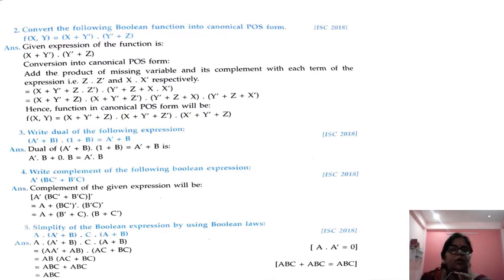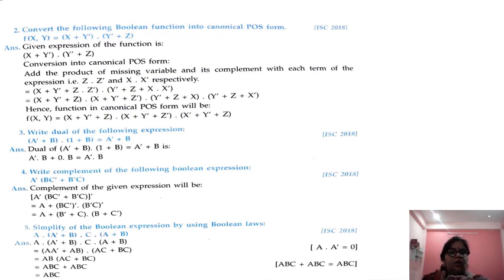Now write the dual of the following. What is the dual? Dual means the opposite, the reverse of it. You learned about the principle of duality. The dual of a dot b, a complement plus b and 1 plus b means the signs change, not the complement: 0 becomes 1, 1 becomes 0, and plus becomes dot.